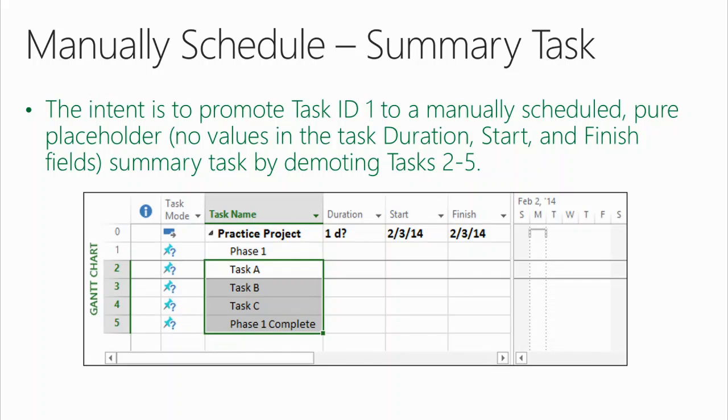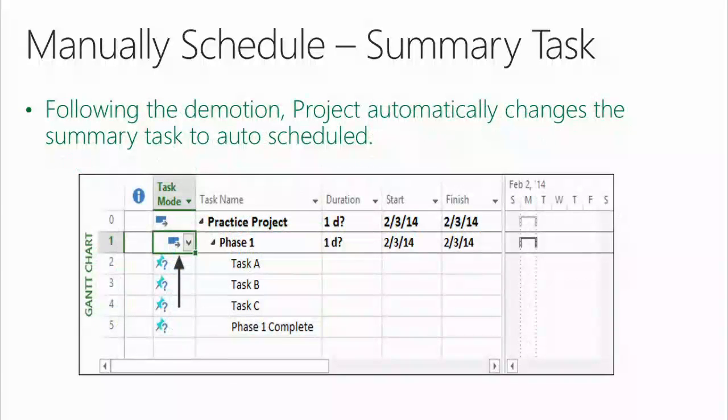Okay, so I have a manually scheduled task right here. And my assumption as a new user is when I demote or indent these 4 tasks here, that should stay there. It should remain manually scheduled. So let's say we do that. We go to Project, Outline, Indent. And all of a sudden, this happens. Following the demotion, Project automatically changes the summary task to auto-scheduled. That's interesting. A new user would look at this and go, I don't understand. All I did was indent these 4 tasks and promote that first one to a summary task. Why did Project change the mode automatically?